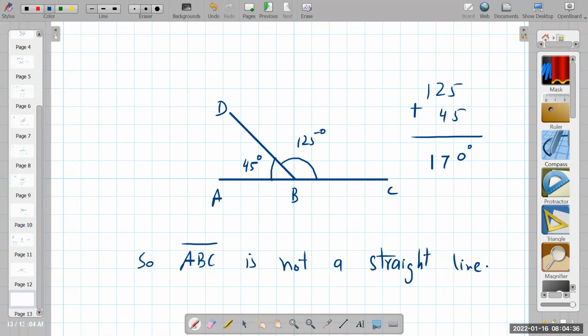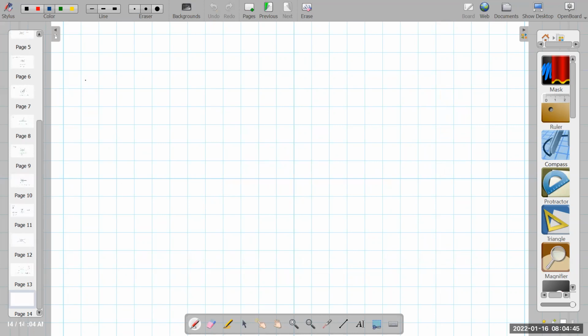Okay, now question number 4. Calculate the value of x in each of these examples. From these three, I will solve one. Question number 4, part B, because it is a little different.